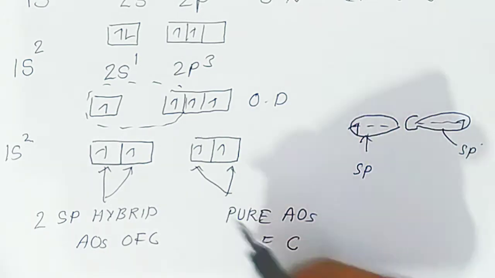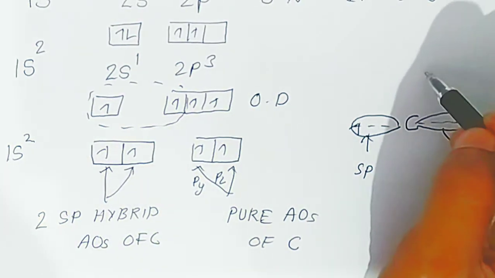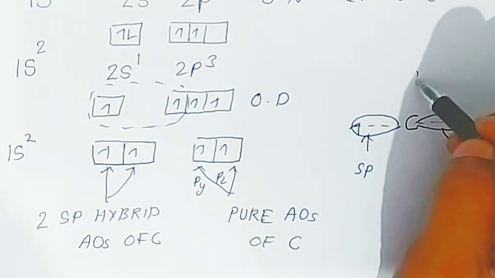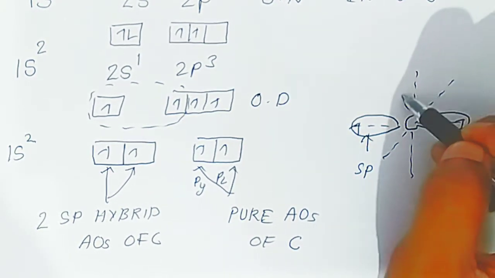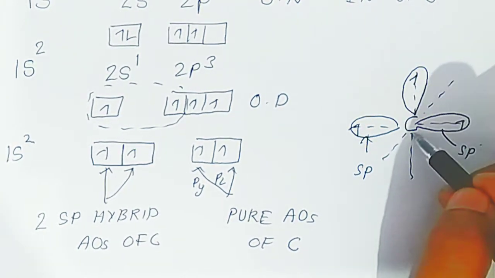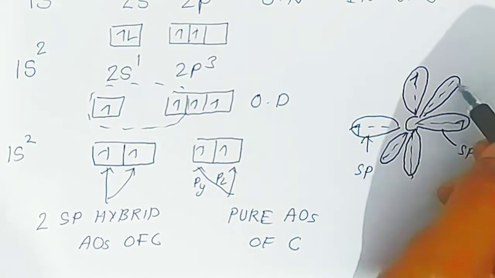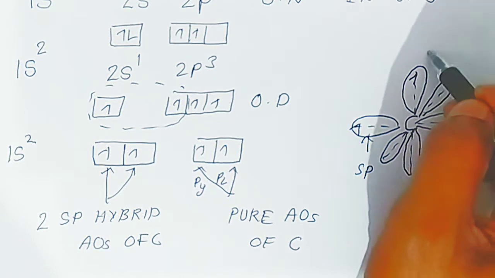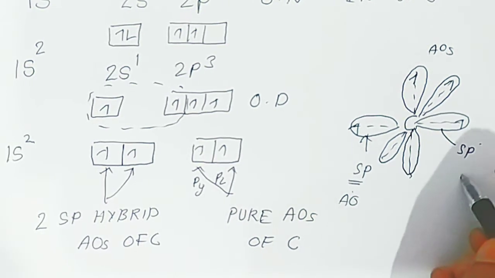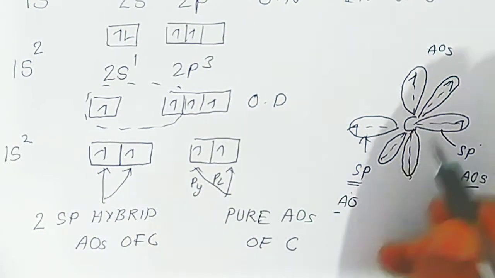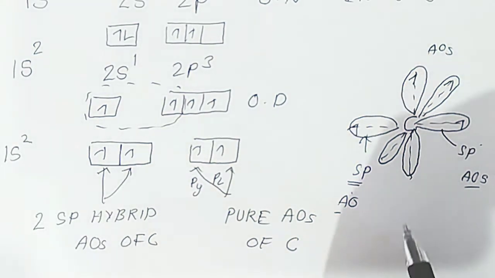Okay students, now here we have pure atomic orbitals, that is py and pz. So py is present on the y axis, and pz will be present on the z axis. So this is the pz having one unpaired electron, and this is py having an unpaired electron. These are the pure atomic orbitals, and these are the hybrid atomic orbitals, sp atomic orbitals. So two sp atomic orbitals and two pure atomic orbitals you have. The structure of the atomic orbitals of carbon in ethyne you will find like this.